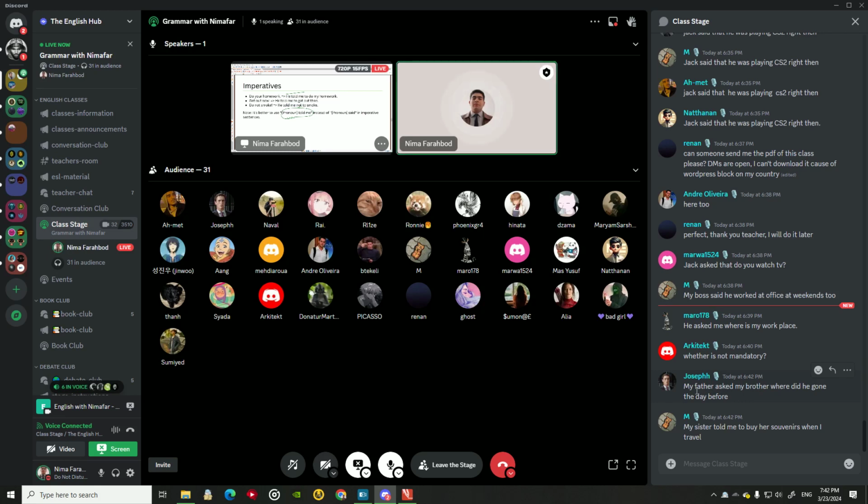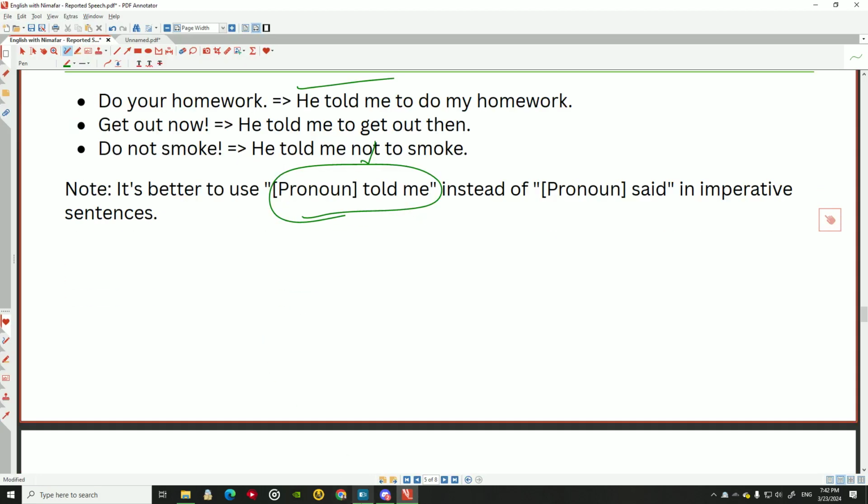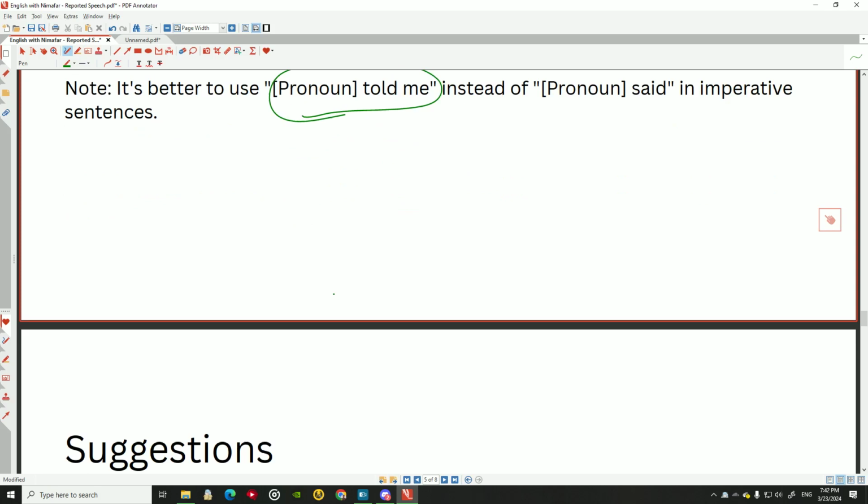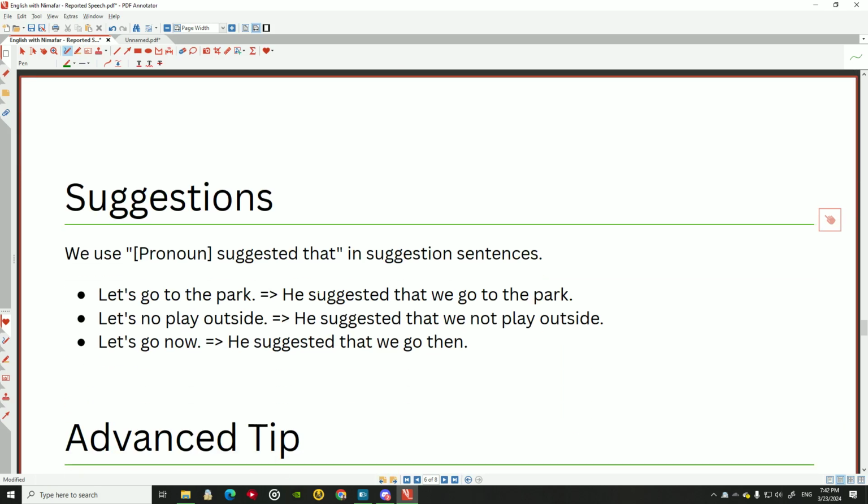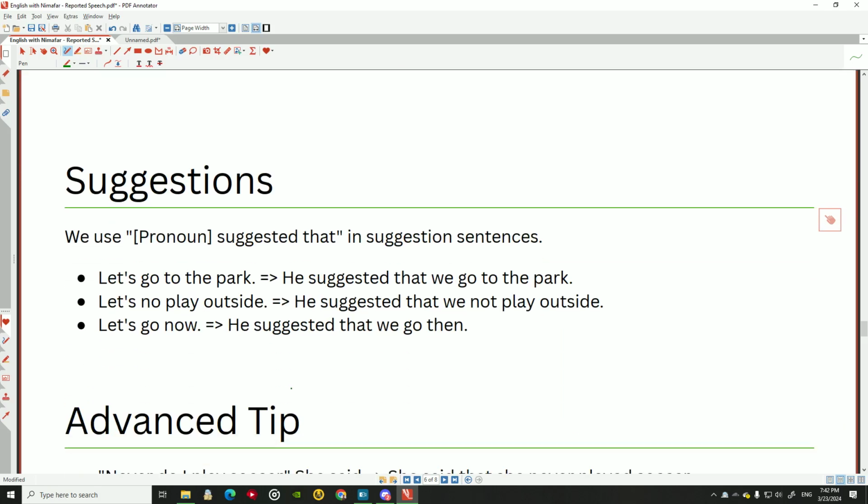My sister told me to buy her a souvenir when I travel. Very good. Imperative, yeah. My sister told me to buy. Yeah. Suggestions, the last part, suggestions. Americans select suggestion. We use the pronoun like I, he, she, whatever.